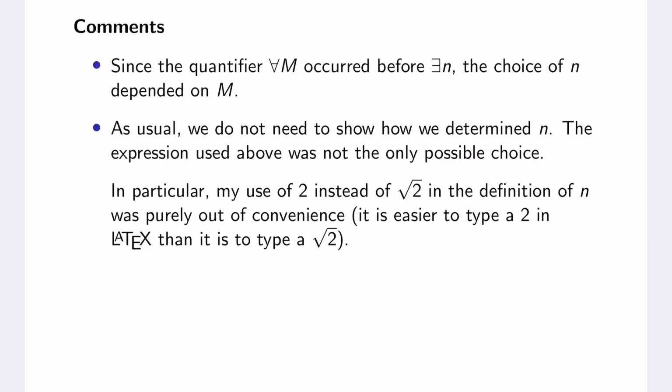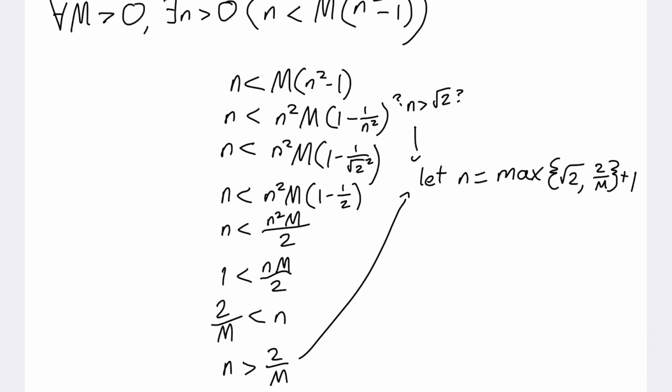So I'll keep mentioning the values I'm using are not the only possible values that you could use to prove the statement. Indeed, anything greater than the bounds that I found, like root 2 and 2 over m, is guaranteed to work because, again, just because of how the numbers are ordered. And you can probably find values that are smaller than the ones that I used that still work.